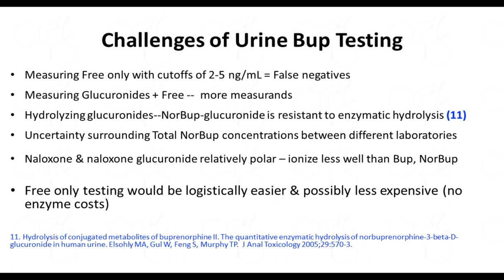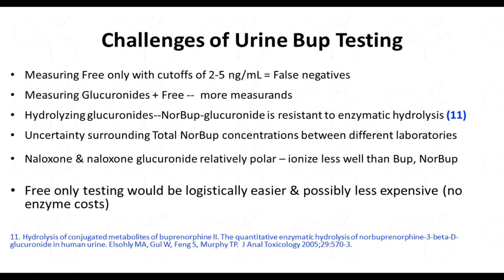So as we've described, the other solution would be to hydrolyze the glucuronides and then measure everything as free, because you have much higher concentrations once you've done that. However, norbuprenorphine glucuronide is notoriously resistant to enzymatic hydrolysis compared to the other opiates that we typically hydrolyze. And I've given you the classic reference down there at the bottom from Dr. El-Soli's lab describing those issues, typically taking much longer than other enzymatic protocols, say for morphine glucuronide. And so I would say as a result, there's greater uncertainty surrounding total norbuprenorphine concentrations between different laboratories that use different hydrolysis protocols.